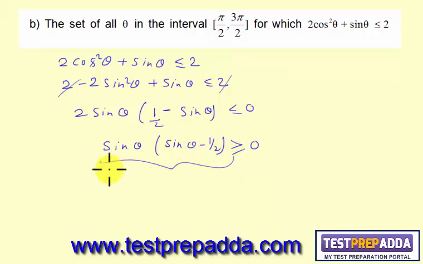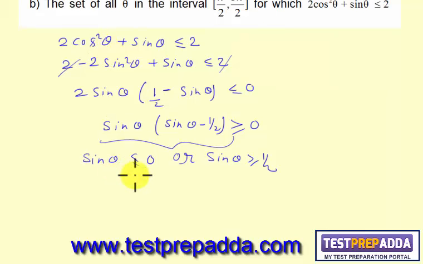Now, this inequation will be true if sin theta less than or equal to 0 or sin theta greater than or equal to half. Because if sin theta is less than or equal to 0, this will be negative. This part will also be negative. Negative into negative will become positive. And if sin theta is greater than half, this will be greater than 0, this will be greater than 0. And that is why the total will also be greater than 0. So if we solve these two, we will get the set of all theta here.